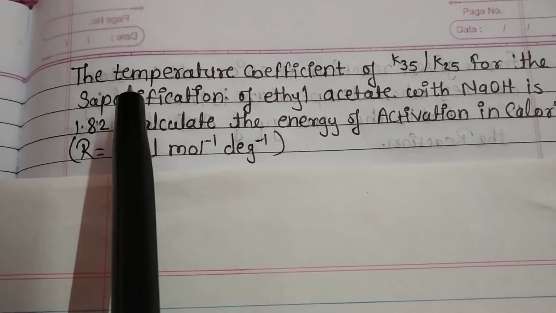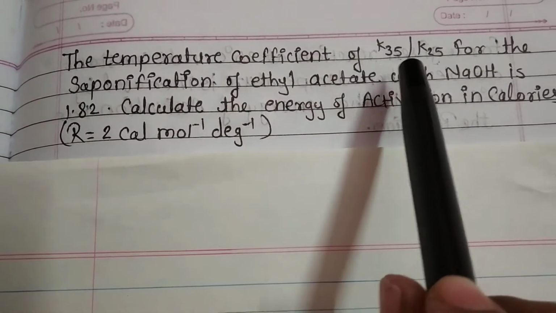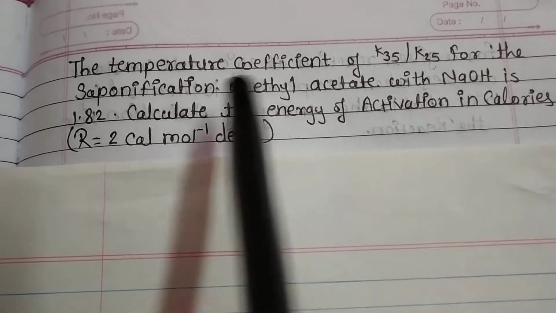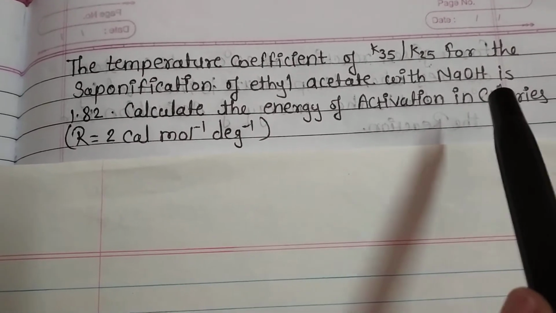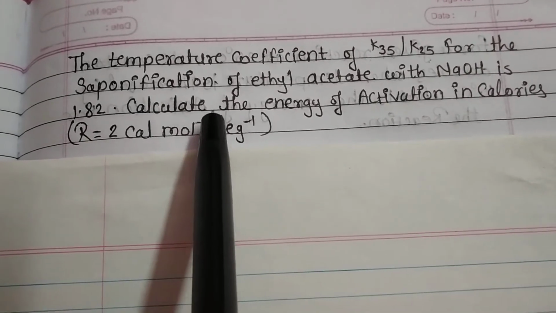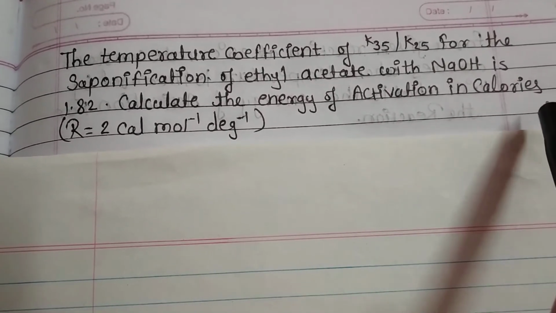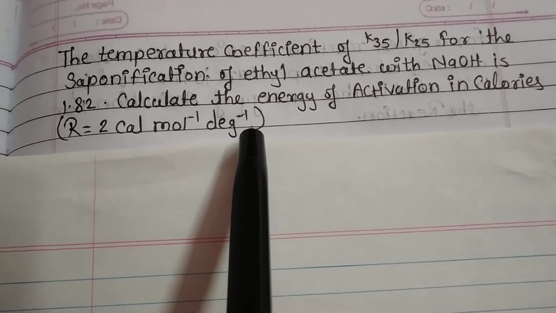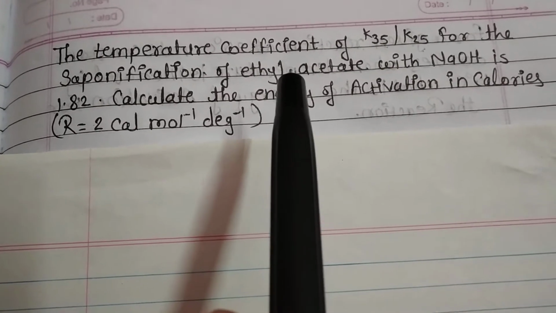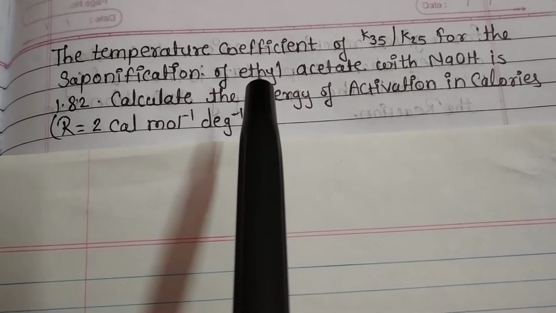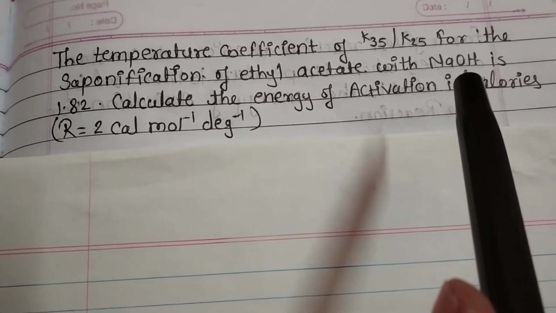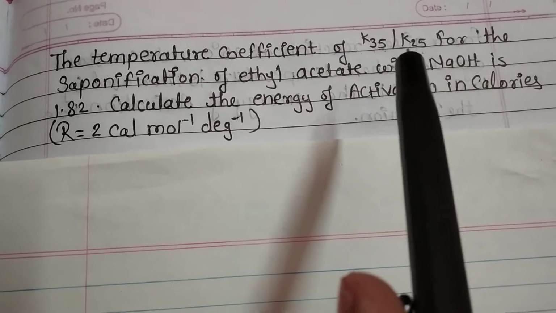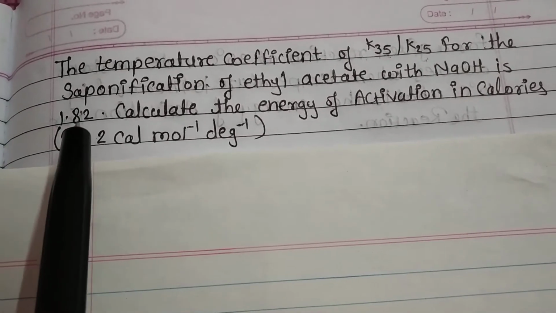So the first numerical: the temperature coefficient of K35 upon K25 for the saponification of ethyl acetate with NaOH is 1.82. Calculate the energy of activation in calories if R is equal to 2 calorie mole inverse, degree inverse. So here a saponification process is given for ethyl acetate with NaOH, with temperature coefficient K35 and K25 which is equal to 1.82.